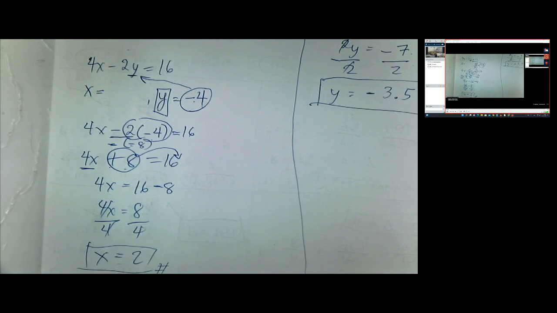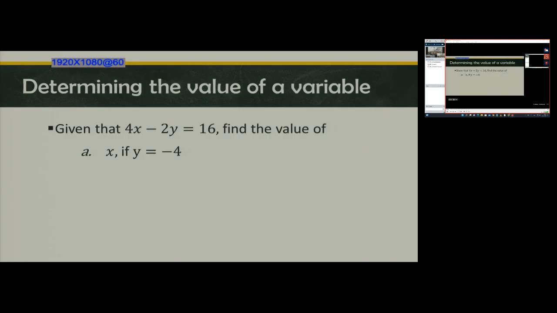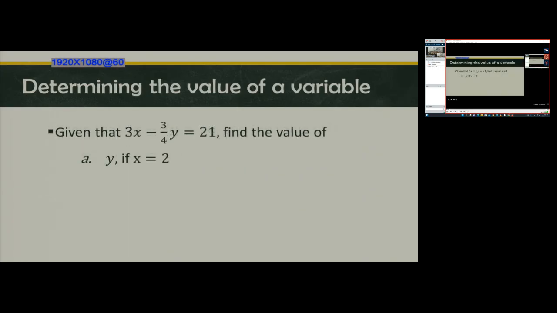Okay? Is it hard? It's not. Just need to try. One last problem before I give you an activity. Okay, we have here 3x minus 3 over 4y is equal to 21. Find the value of y when x is equal to 2.